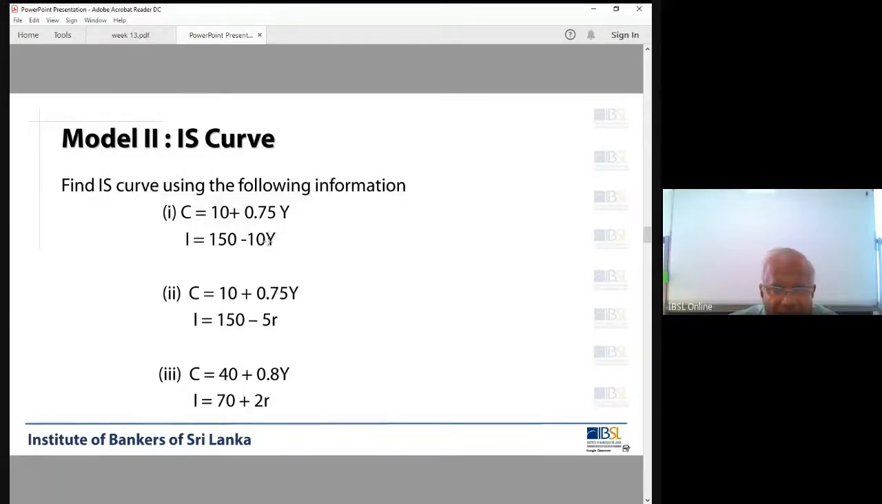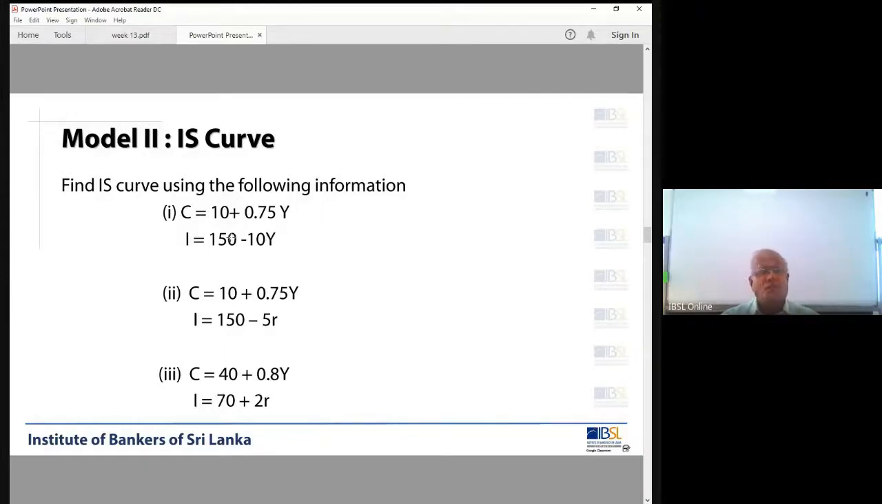Take down the 3 equations, 3 questions. These 2 points are to be changed. Once you take the hard copy, you can check this and change this. This should be R, this should be minus, right? Okay, taking this as R, work out the equation of the IS curve.